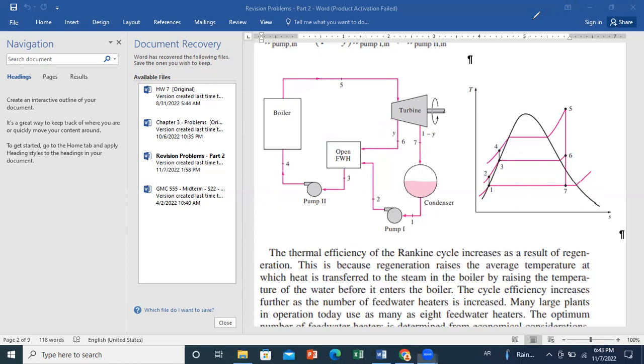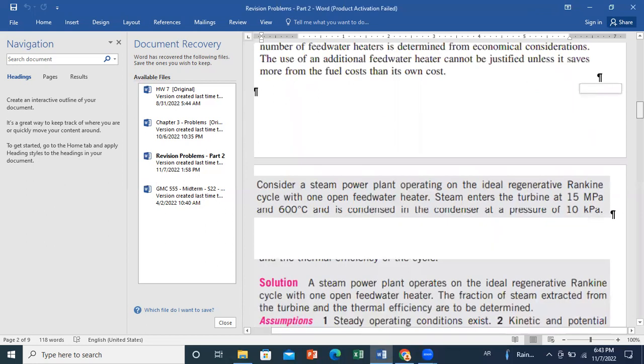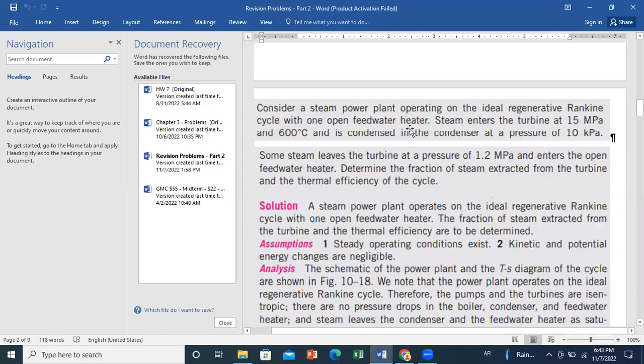Okay, so let me start with a problem on this. Consider a steam power plant operating on the ideal regenerative Rankine cycle with one open feed water heater. Steam enters the turbine at 15 megapascal and 600 degrees and is condensed in the condenser at a pressure of 10 kilopascal. Some steam will leave the turbine at a pressure of 1.2 megapascal and enter the open feed water heater. Determine the fraction of steam extracted from the turbine and the thermal efficiency of the cycle.